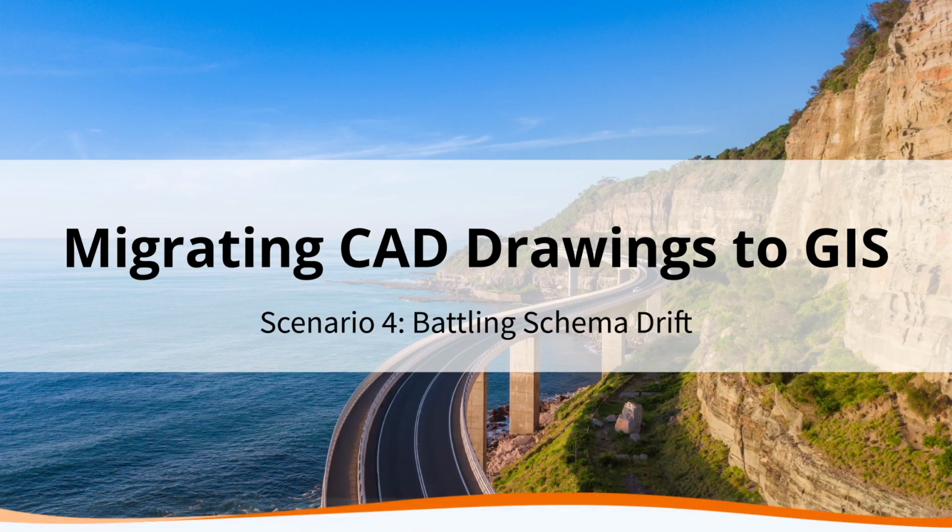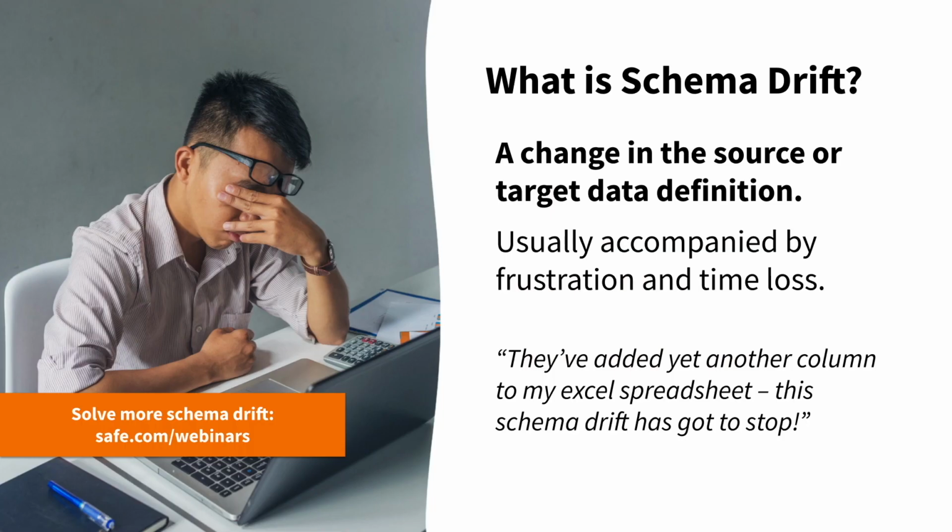Now we're going to take a brief detour into two battles with what we're calling schema drift within CAD drawings, and probably schema is a bit generous here. Schema drift in general refers to the issue that happens when there's a change in the source or target data definition, and then people have to manually deal with the mess. So, to use schema drift in a sentence: they've added yet another column to my Excel spreadsheet. This schema drift madness has got to stop. That's the kind of thing that could cause heartache.